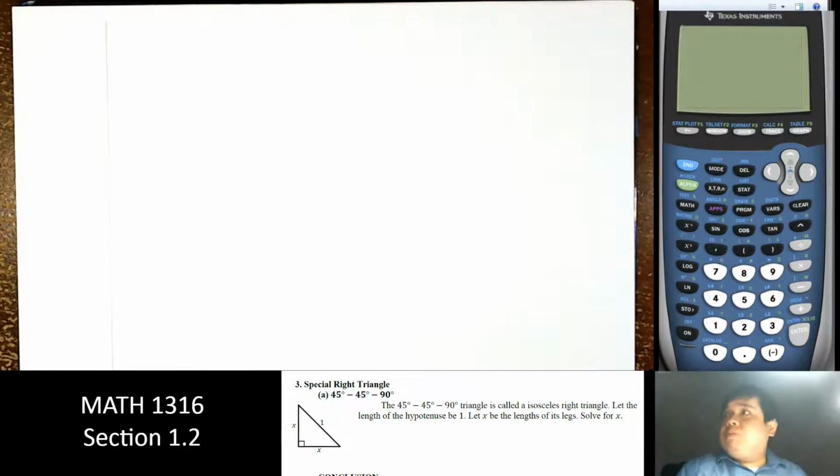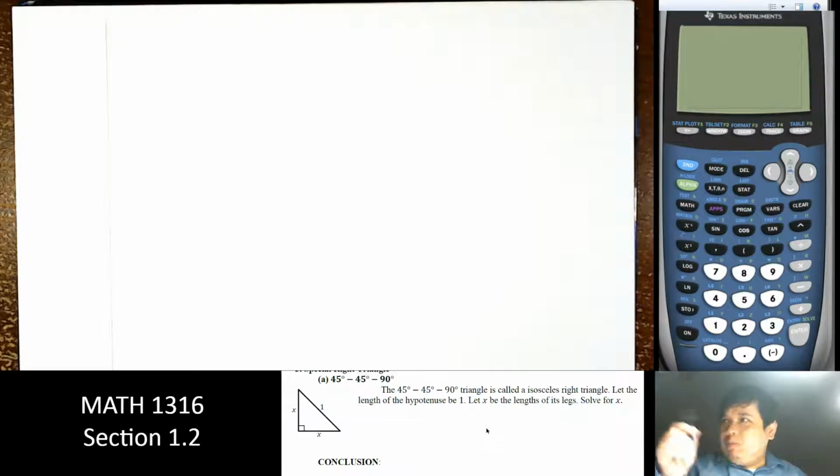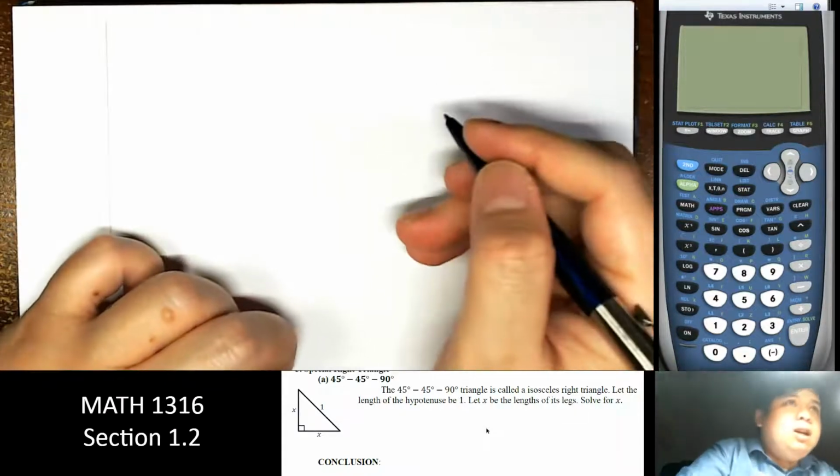Right. On Tuesday we start at this example. I'm going to skip this one. We go to special right triangles today.